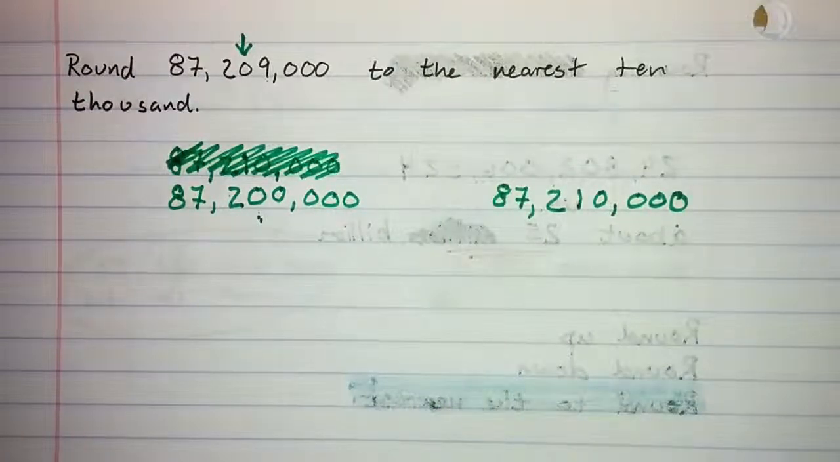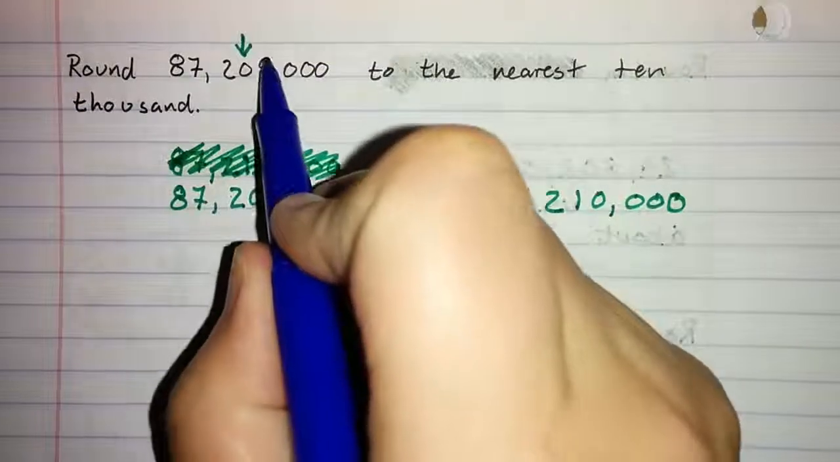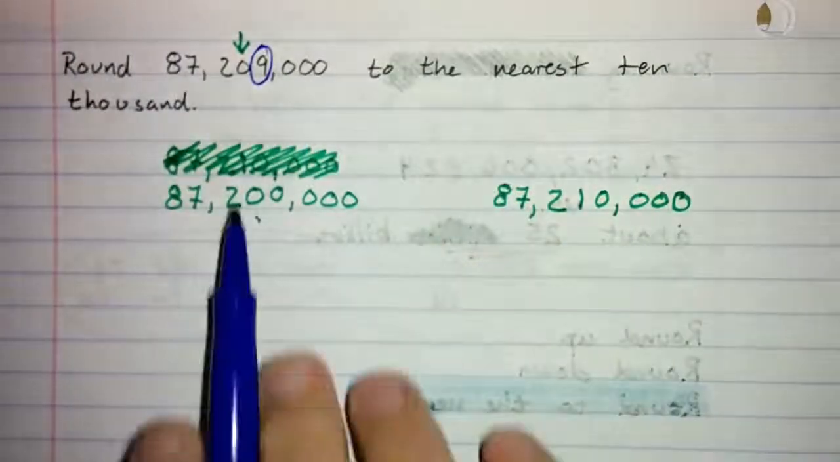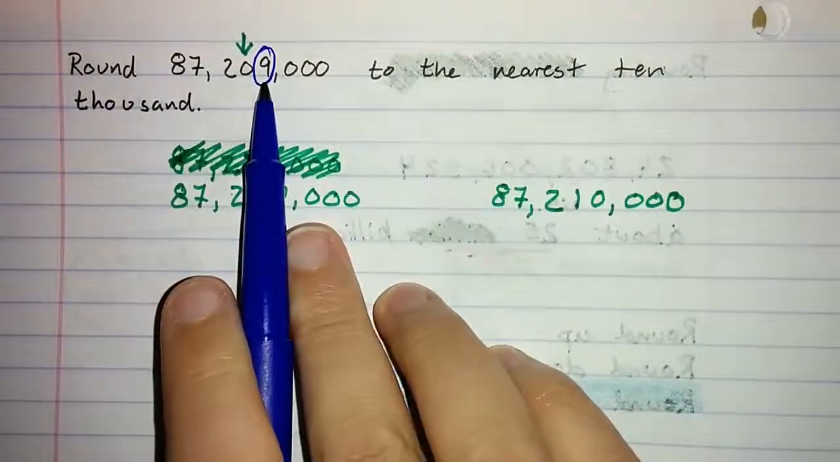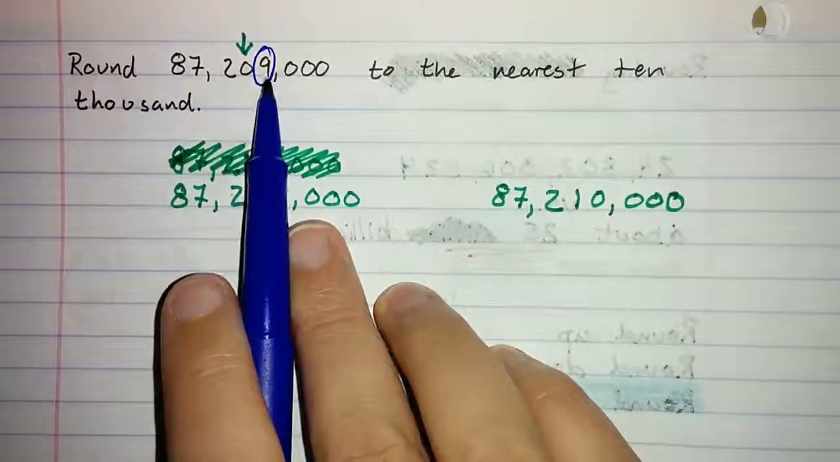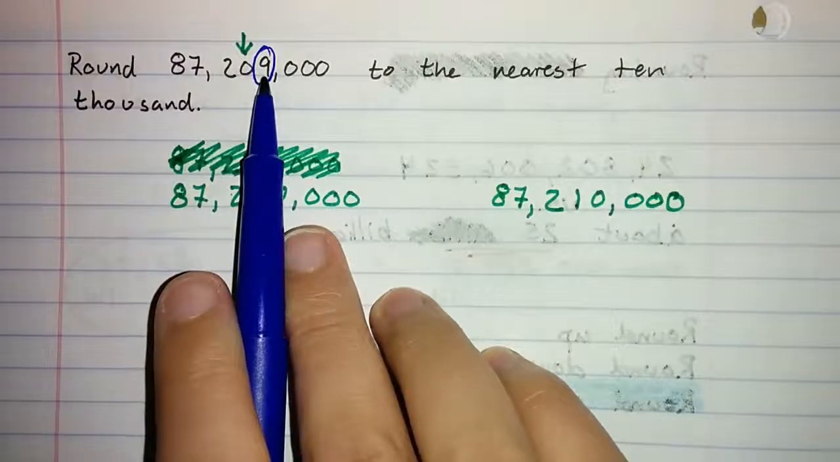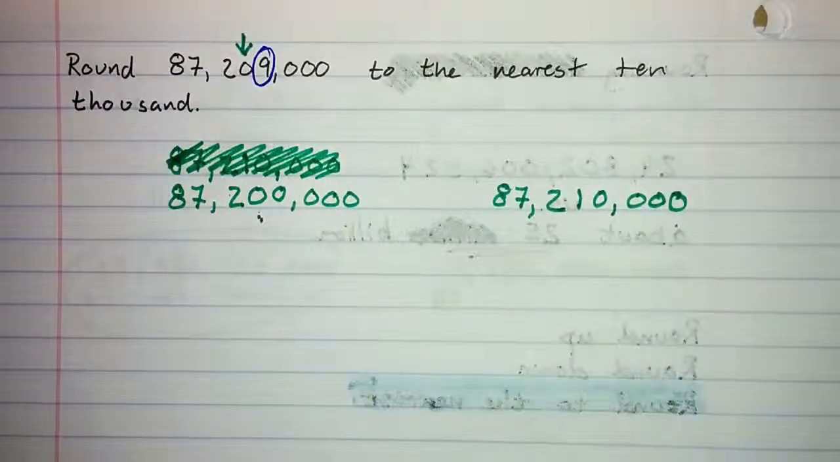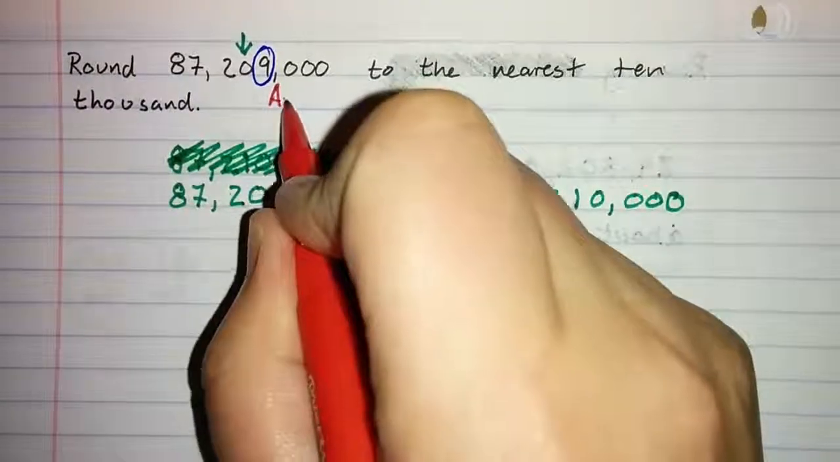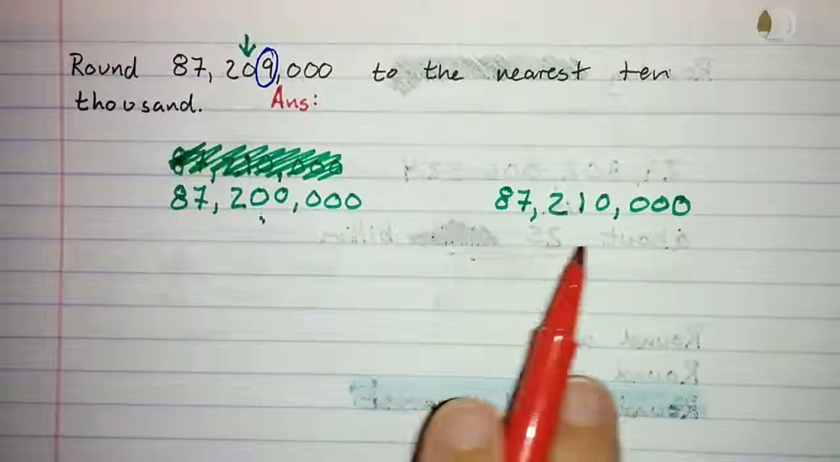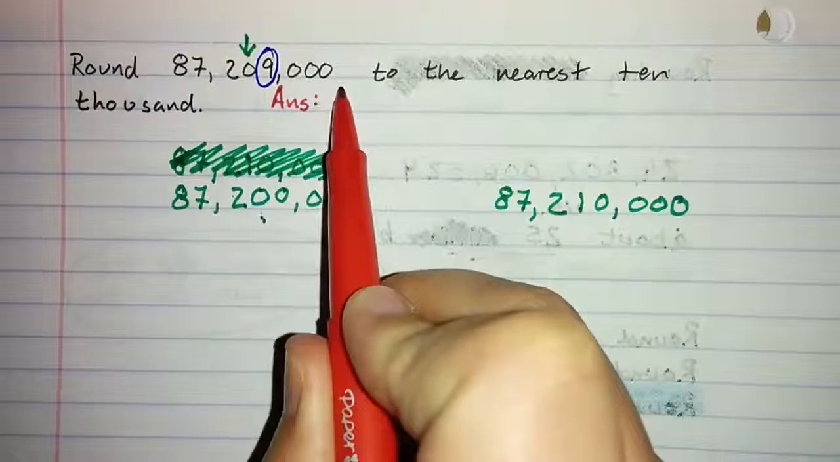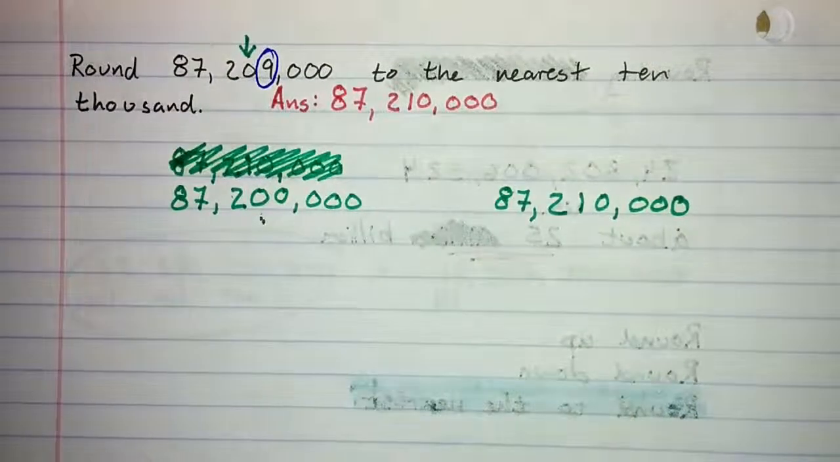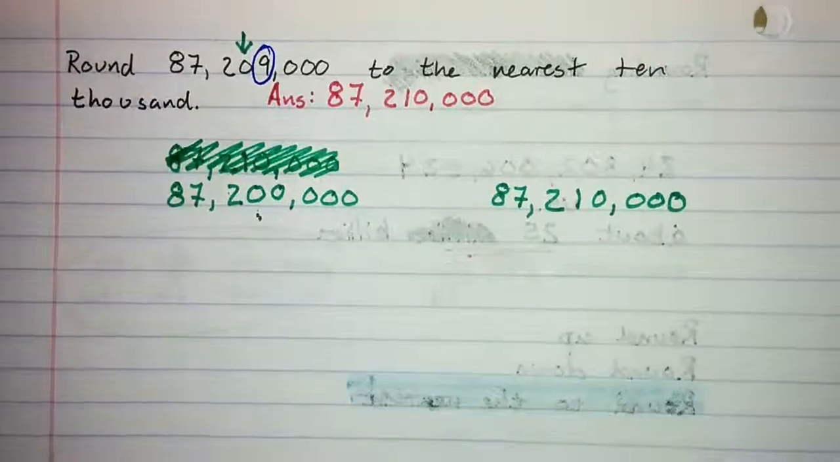In order to decide which way to go, we look at this next digit. This next digit is a 9. Oh, that means 9 is bigger than 5, so that means this number is past the halfway point. Our answer, we'll want to round up. We'll get 87,210,000.